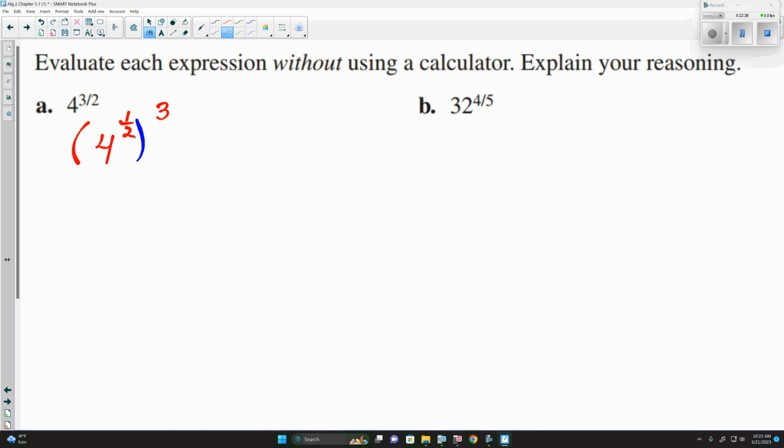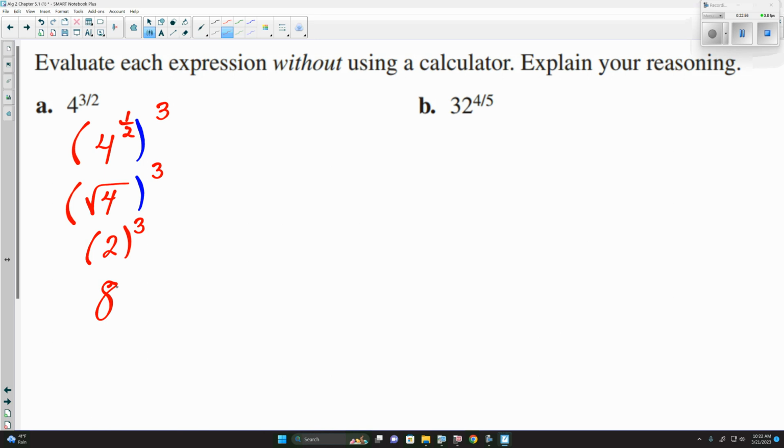Well, what is 4 to the 1/2? Because the 1/2 is saying the square root of 4, which is indeed 2. And what is 2 cubed? Because 2 times 2, 2 squared is 4. And if we multiply by 2 again, we get 8. So 4 to the 3 halves is 8.